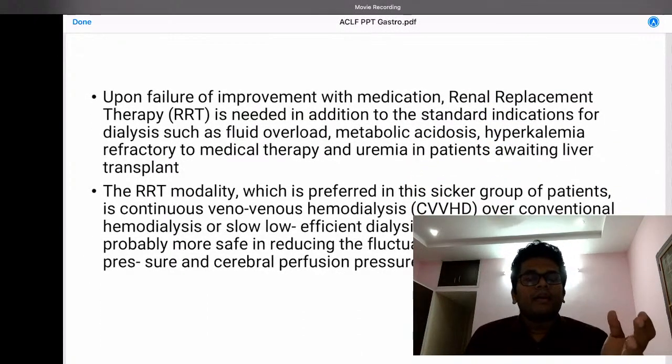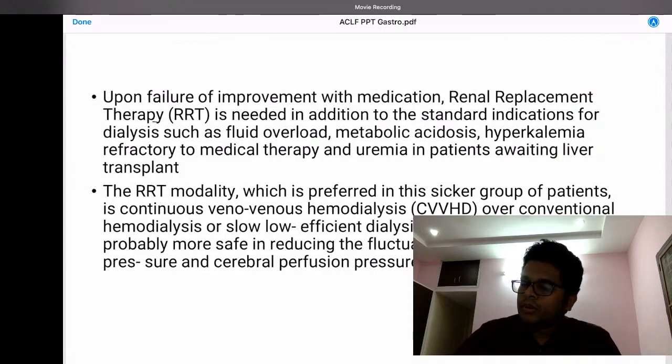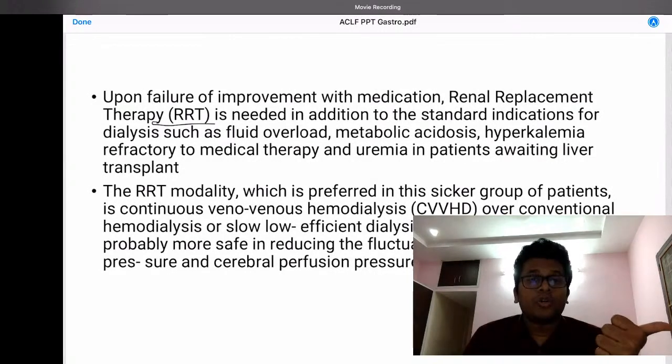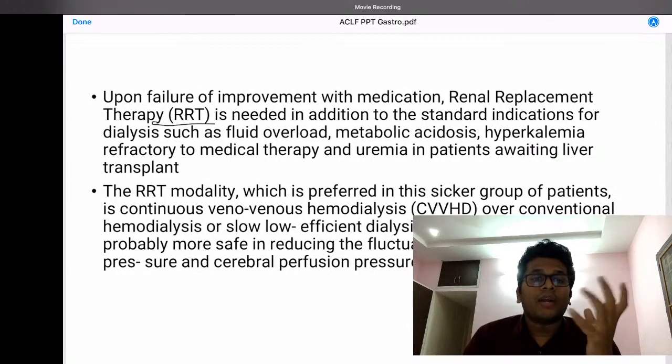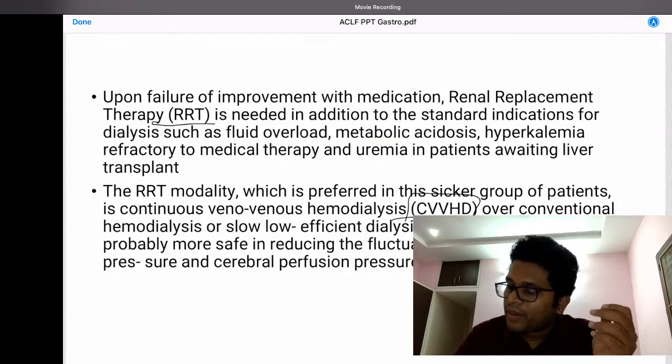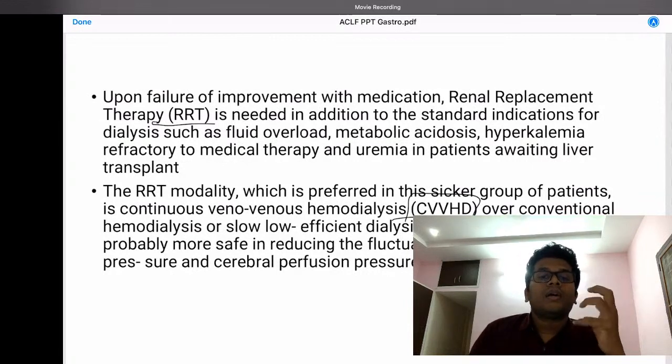Now, the patient may go on to develop other indications for renal replacement therapy. So, if with terlipressin and albumin there is no adequate improvement, the patient may go on to dialysis. Now, these patients are quite a sick group. So, if they ask the question, what modality are you going to use in hemodialysis, CVVHD is the treatment of choice. It is even better than SLED because of the hemodynamics in these patients, which is significant hypotension and other things. So, continuous venous hemodialysis is the preferred modality of RRT in case of renal failure in this particular setting.